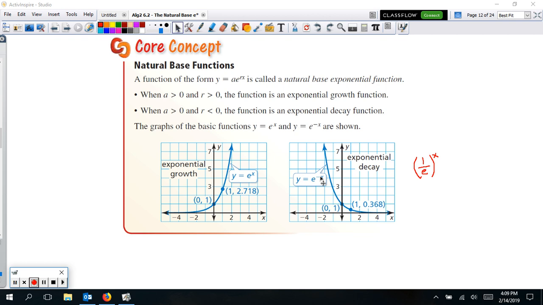But e to the negative x, we're going to see that. We're not going to see this, 1 over e. We probably won't see that. We'll most likely see negative exponents now. So when you see a negative exponent with the x here, that's going to tell you it's decay. So that's how you can tell the difference when we're doing these natural base functions. If your exponent is positive for the e, then it's going to be growth. If the exponent is negative for the e, it's going to be decay.